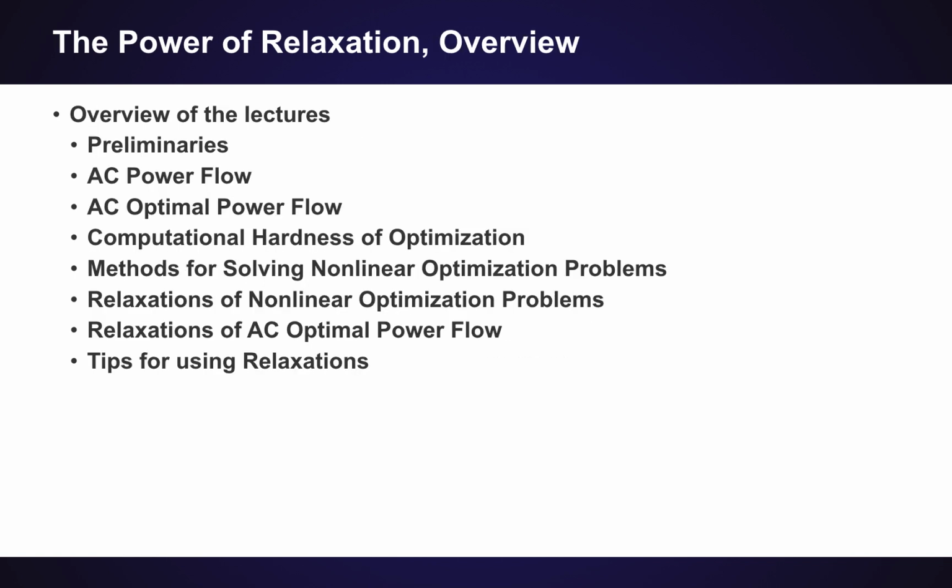So here's a basic overview of all the lectures we're going to cover in this series. The lecture we're in right now is the preliminary lectures. Then we're going to talk about AC power flow and AC optimal power flow. We'll touch briefly on what computational hardness is and what it means for optimization methods. Then we'll cover methods for solving nonlinear optimization problems. Then finally we get into relaxations of optimization problems, applications of those relaxations to AC optimal power flow, and last but not least, tips for using these relaxations or developing them in your work.